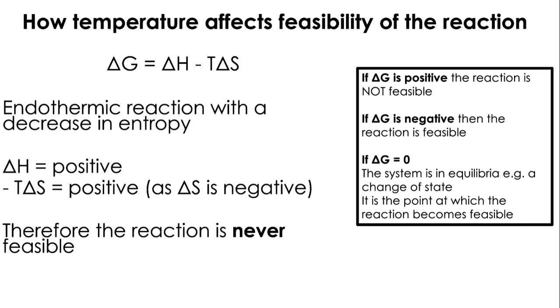So our last case that we could possibly have is an endothermic reaction with a decrease in entropy. So in this case, delta H is positive, but the minus T delta S is also positive. So if you've got two positive numbers, it doesn't matter what T is. It's always going to be positive, because you've got a positive and a second positive. So that reaction is never feasible. So you are never going to get a reaction which is endothermic and you have a decrease in entropy. It's just not thermodynamically possible.